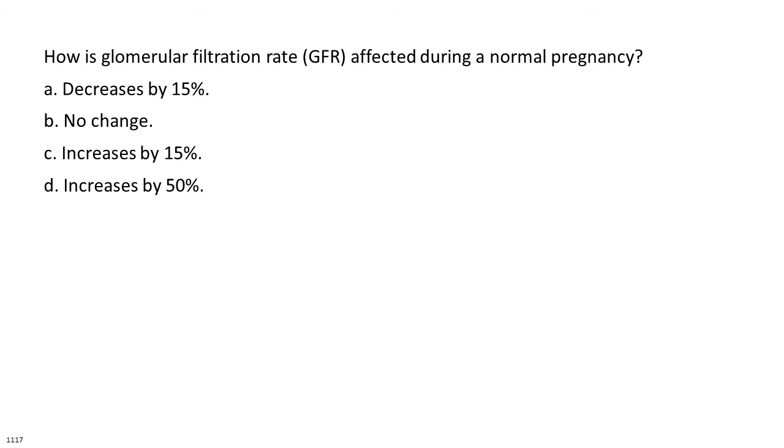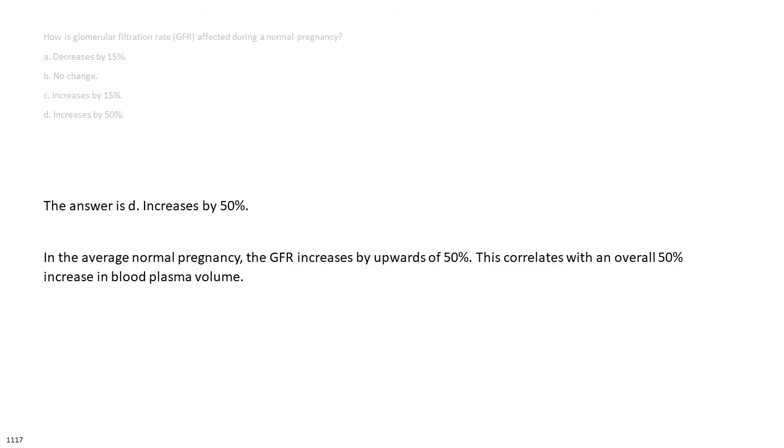How is glomerular filtration rate, GFR, affected during a normal pregnancy? A. Decreases by 15%. B. No change. C. Increases by 15%. D. Increases by 50%. The answer is D. Increases by 50%. In the average normal pregnancy, the GFR increases by upwards of 50%. This correlates with an overall 50% increase in blood plasma volume.